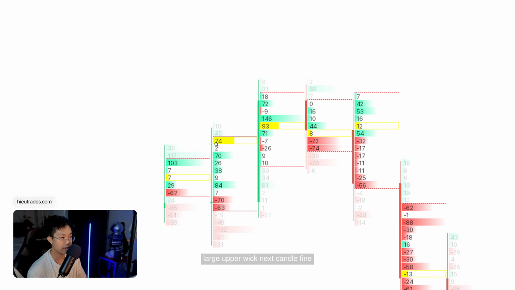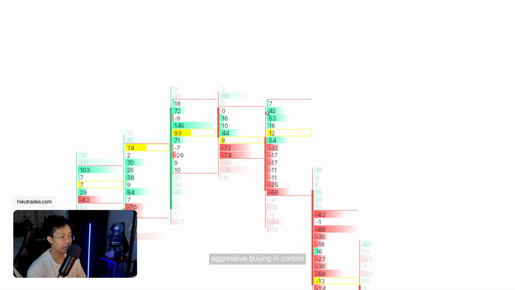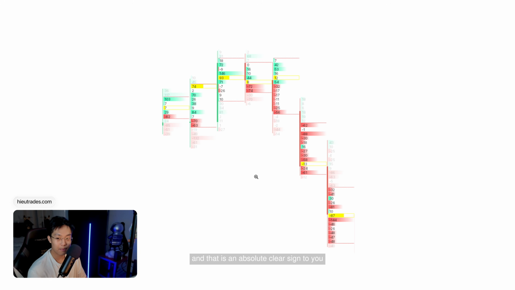Large upper wick. Next candle, fine, you get a movement, but you still come into a wall. You can't move any higher, and it becomes blatantly obvious when you look at the following candles. Aggressive buying, in control, but the candle starts to close bearish, and that is an absolute clear sign to you that over here, at this level, a potential level of resistance, there is a strong presence of passive sell orders.